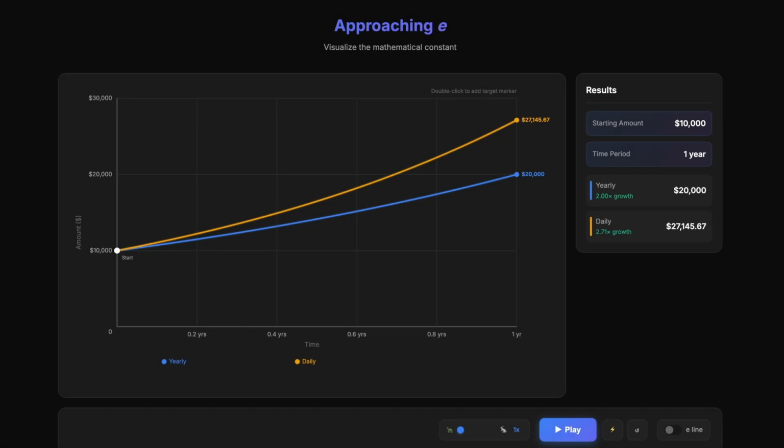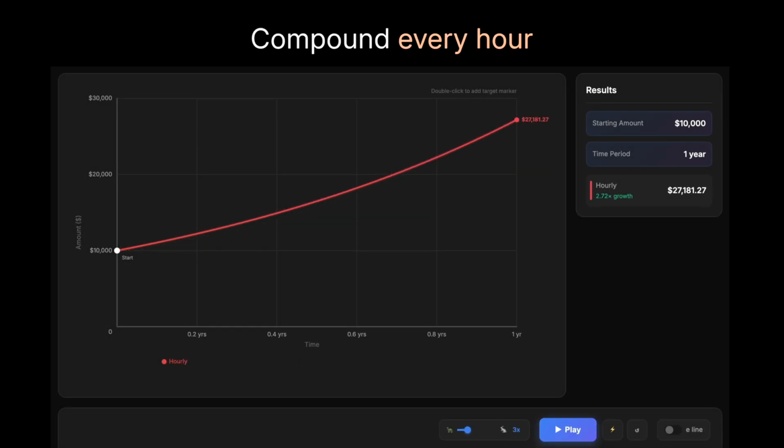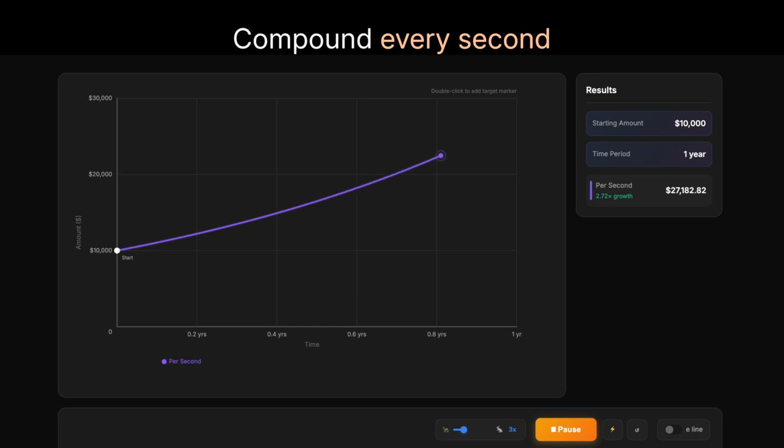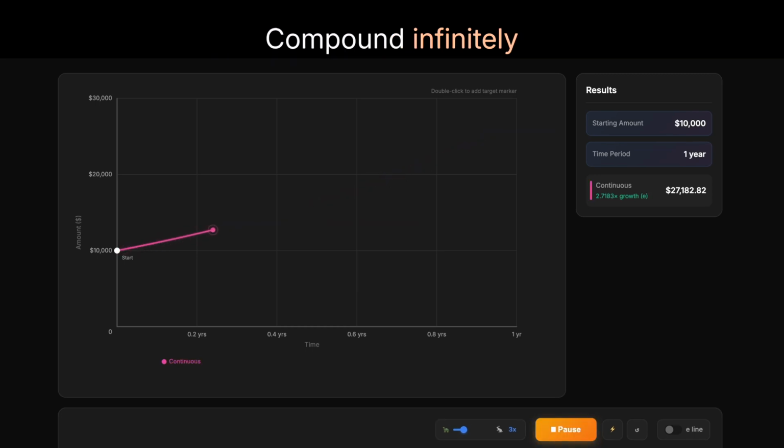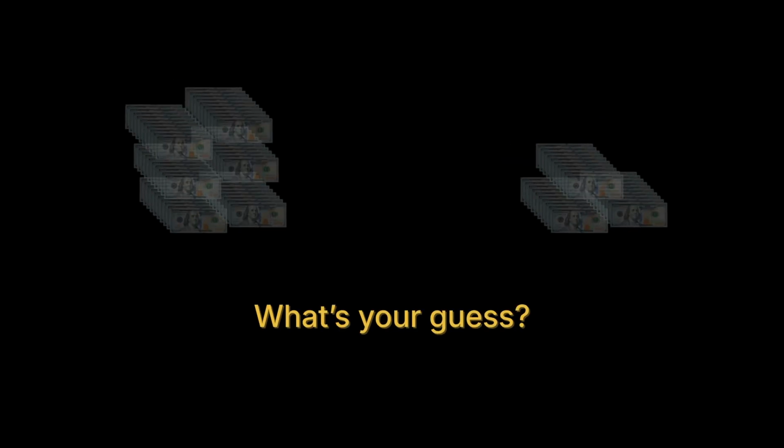So let's push it further. Compound every hour, every second, every nanosecond, literally all the time without any gaps. Does the money keep climbing towards $30,000, $40,000, or does it hit a wall? What's your guess?